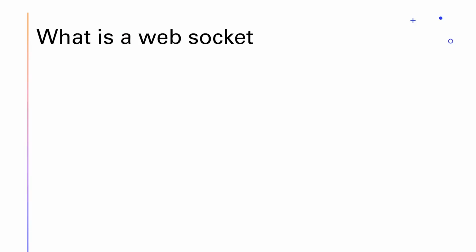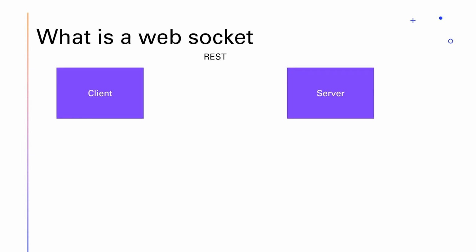So what is a WebSocket? I've got a little picture here with a diagram. We're going to show you the differences. Up to now, we've been doing REST API. And what does a REST API look like? You've got your client and your server, right? Our server is our Spring Boot application, and clients are usually the website, but it could be other systems communicating over REST.